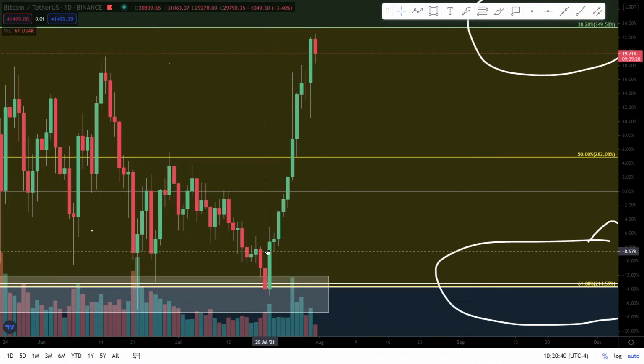And once it broke into the golden zone, guys, you can see what happened. It was mooning. It's been mooning ever since it closed in this golden zone. And that is how you would trade with your golden zones. I use it all the time.